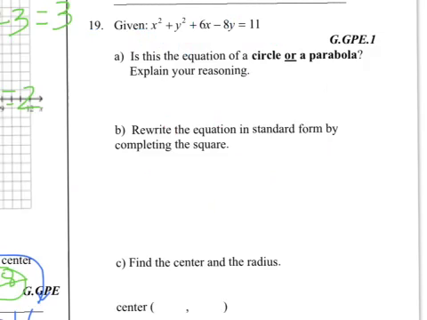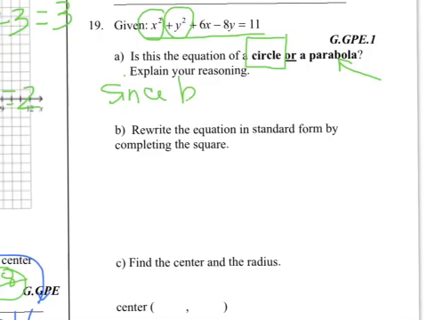In question number 19, the first thing they show us is this equation up here. And they want to know, is this equation a circle or a parabola? And since both the x is squared and the y is squared, this is a circle. When only one of them is squared, then it's a parabola. So since both the x is squared and the y is squared, it is a circle.